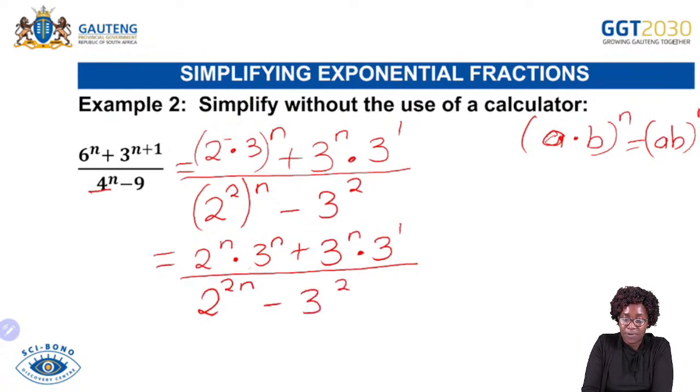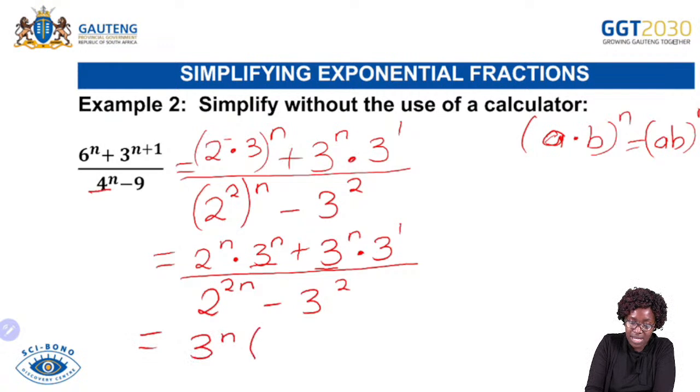Now, there is a common factor there. I have 3 to the n, I have 3 to the n. I also notice that in the denominator, I have 2 to the n, but let's not worry about that now. Let us try and take out the common factor there, which is 3 to the n. 3 to the n is a common factor in the numerator, and what's remaining is 2 to the n. Then since I took this out, I now have plus 3.